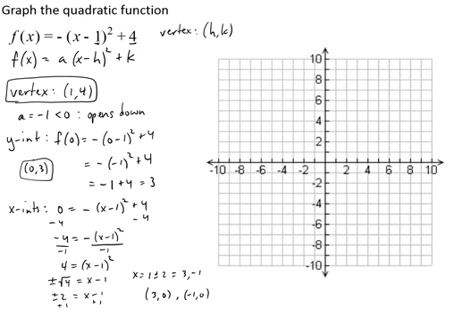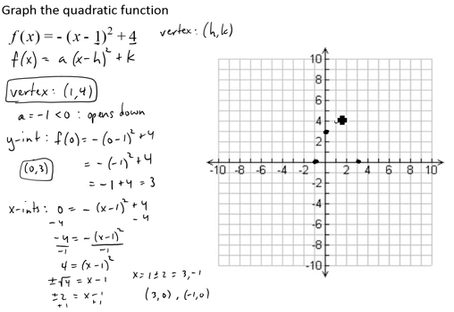Let's go ahead and plot all these points that we have so far. So my vertex is 1, 4. My y-intercept is 0, 3, and my x-intercepts are 3, 0, and negative 1, 0. So knowing that that point 1, 4 is the vertex, that's where we're going to make that turn of our U-shape, and so we can see, as we were expecting, that our U-shape is going to be opening down.